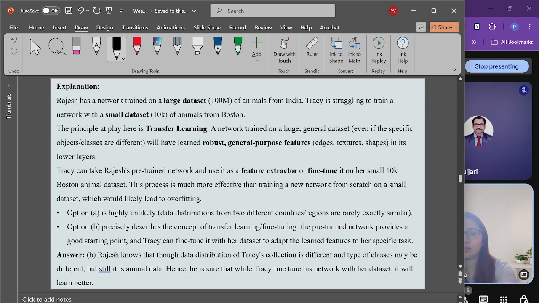Option E is highly unlikely because the data distributions from two different countries or regions are rarely exactly similar. Option B precisely describes the concept of transfer learning or fine-tuning. The pre-trained network provides a good starting point, and Tracy can fine-tune it with her dataset to adapt the learned features to her specific data.